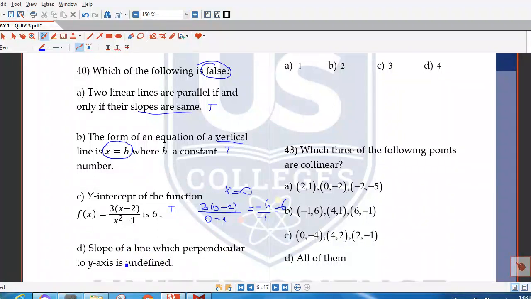Slope of a line which is perpendicular to the y-axis. The y-axis itself is a vertical line. The line which is perpendicular is going to be horizontal, and a horizontal line has a slope of 0, not undefined. So the false statement in this question will be D.